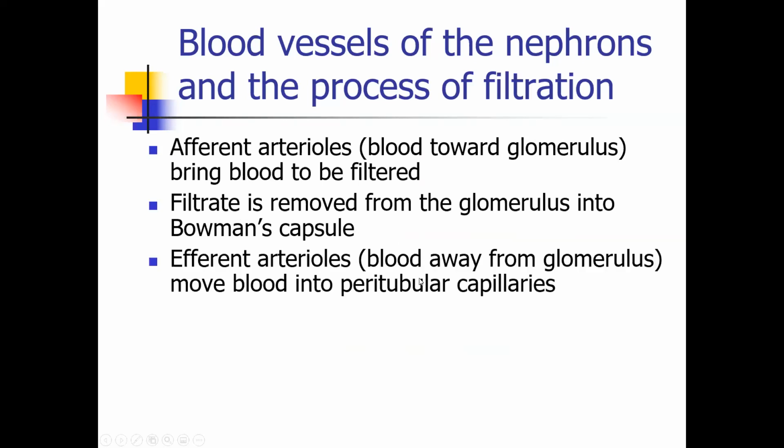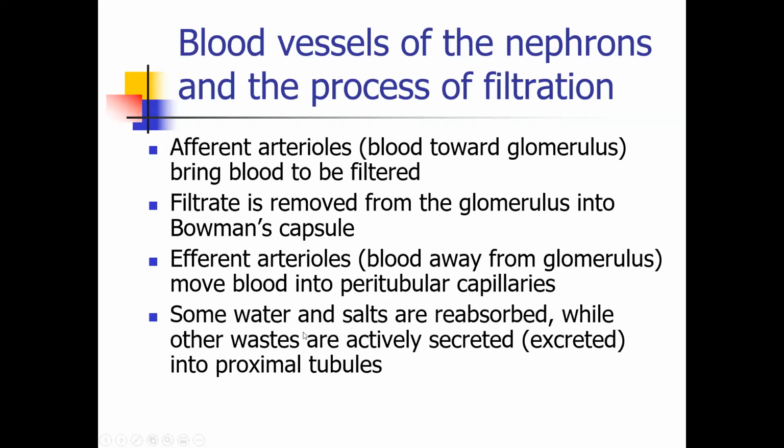The efferent arterioles are then taking blood away from the glomerulus after a certain amount, usually about 20%, has leaked out, and then it moves it into the peritubular capillaries, where you're going to take back a lot of that water and the good stuff that the body wants. Some water and salts are reabsorbed, while other wastes are actively secreted. I call it excreted because it's going into an excretion into the proximal tubule.